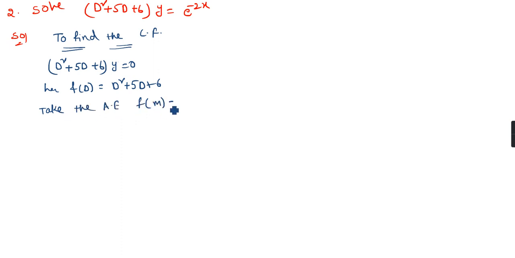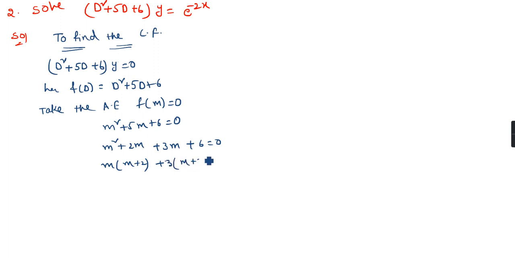F of m equals 0. That is m square plus 5m plus 6 equals 0. So m square plus 2m plus 3m, since 2 plus 3 is 5 and 2 times 3 is 6. So m equals m plus 2 and m plus 3 equals 0. So (m plus 2) into (m plus 3) equals 0. So m equals minus 2, minus 3.